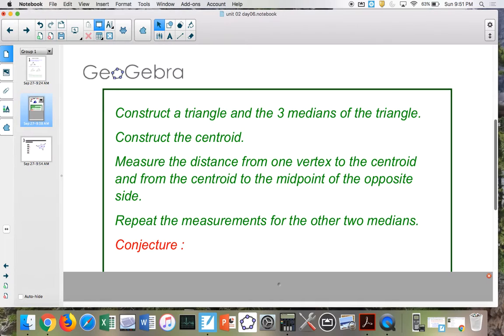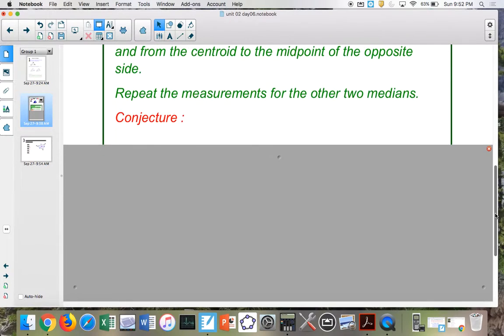Okay, hopefully you've constructed all of these and measured everything in GeoGebra, and you've noticed something about the 2 distances of any one of the medians. And remember, a conjecture is a sentence that explains what you notice in your sketch. So hopefully you noticed that the bigger piece was twice the length of the smaller piece.